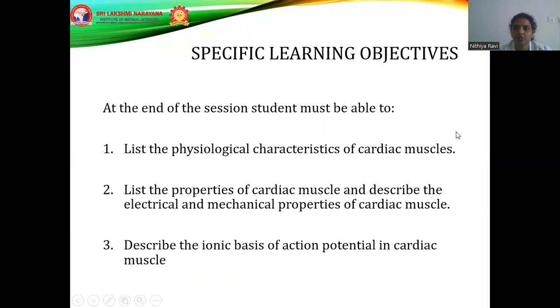So first, the learning objectives. At the end of the session, the students should be able to list the properties, physiological characteristics of cardiac muscle, their electrical and mechanical properties, and also the ionic basis of the action potential of cardiac muscle.